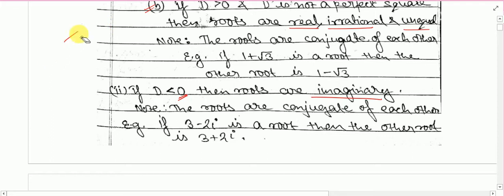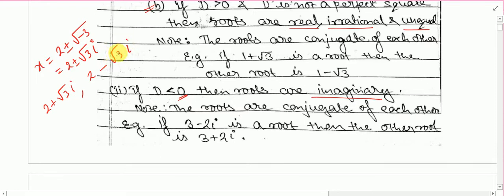Let's say you are solving for roots and you get at the end 2 plus minus under root minus 3, that means 2 plus minus root 3 i. So here one root is 2 plus root 3i and the other one is 2 minus root 3i. These two are complex numbers and they are conjugate of each other. Like if I denote this by z, then this will be z bar.